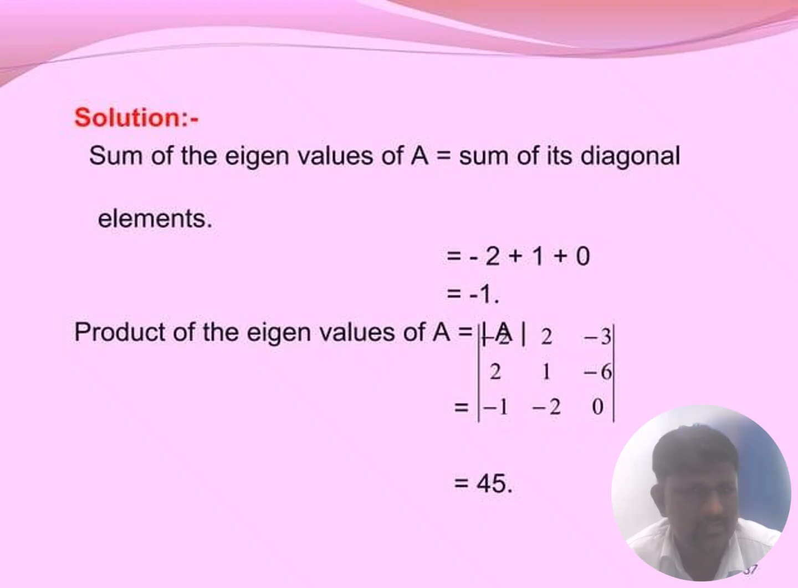Okay, so let's jump to the problems based on the properties. The sum of the eigenvalues. So we have to find the sum of the eigenvalues of A. It is equal to the sum of its diagonal elements.